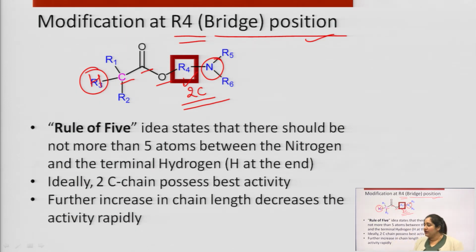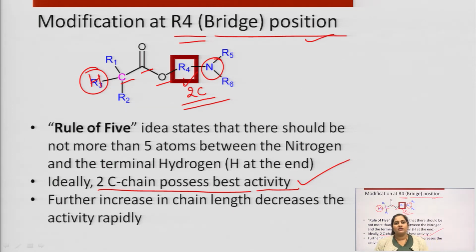Ideally a 2 carbon chain possesses the best activity. If we increase the chain length, that will decrease the activity rapidly. So when we talk about this ethylene bridge in the case of acetylcholine, the activity can be maintained only if there is a 2 carbon chain. Apart from that, if we try to introduce any kind of cyclic compound or a longer carbon chain, that will definitely lead to a decrease in the activity.